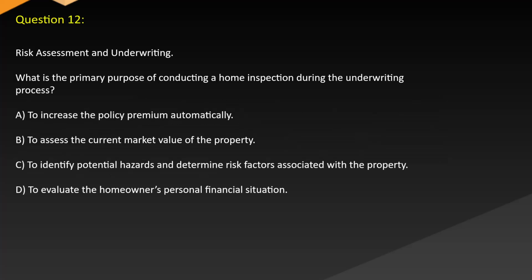Question 12. Risk assessment and underwriting. What is the primary purpose of conducting a home inspection during the underwriting process? A. To increase the policy premium automatically. B. To assess the current market value of the property. C. To identify potential hazards and determine risk factors associated with the property. D. To evaluate the homeowner's personal financial situation.